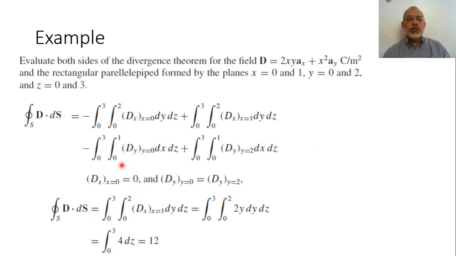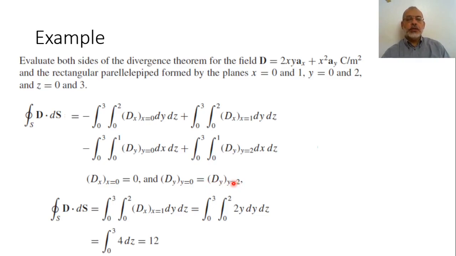Now we are going to apply the value dx at x equals 0, which is 0. dy at y equals 0. Here we apply 0, but there is no 0 here. So it is x squared dy at y equals 2. Here we have this exponent, but the y component is x squared. So dy at y equals 0 equals dy at y equals 2.